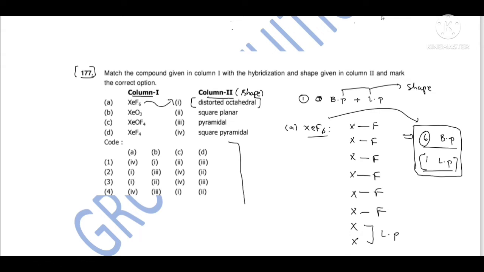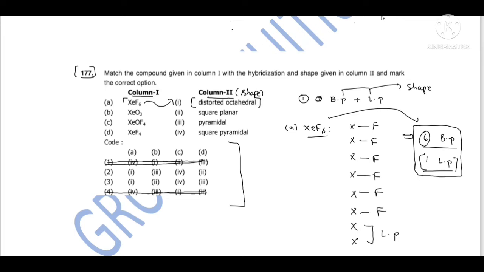Now let us come to the given options. Here A matches with 1. Here A matches with 4. That's why option 1 is eliminated. In option 2, A matches with 1. In option 3 also A matches with 1. But in option 4, A matches with 4. That's why option 4 is also eliminated.